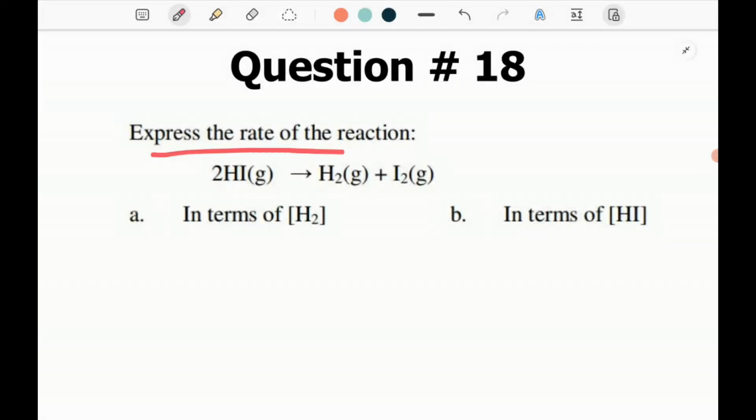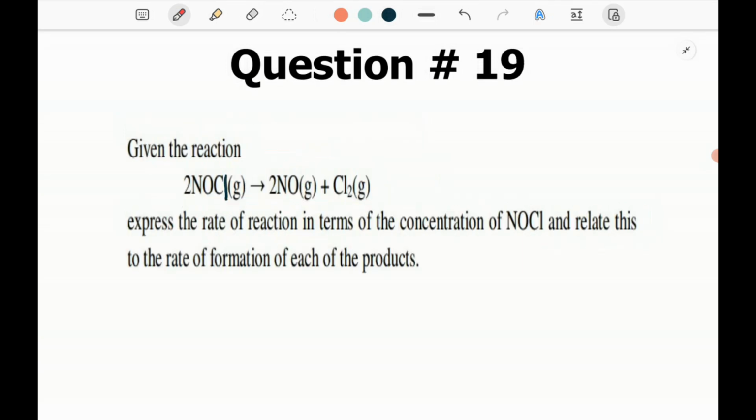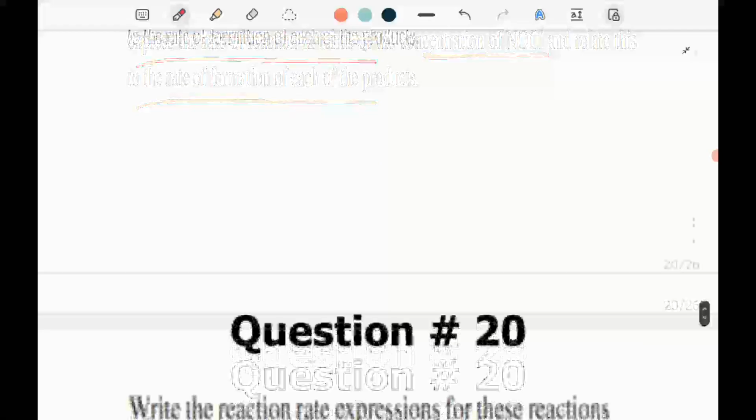Express the rate of reaction for the reaction written here in terms of hydrogen and in terms of hydrogen iodide. Given the reaction, express the rate of reaction in terms of the concentration of nitrosyl chloride and relate this to the rate of formation of each of the products. Very simple.